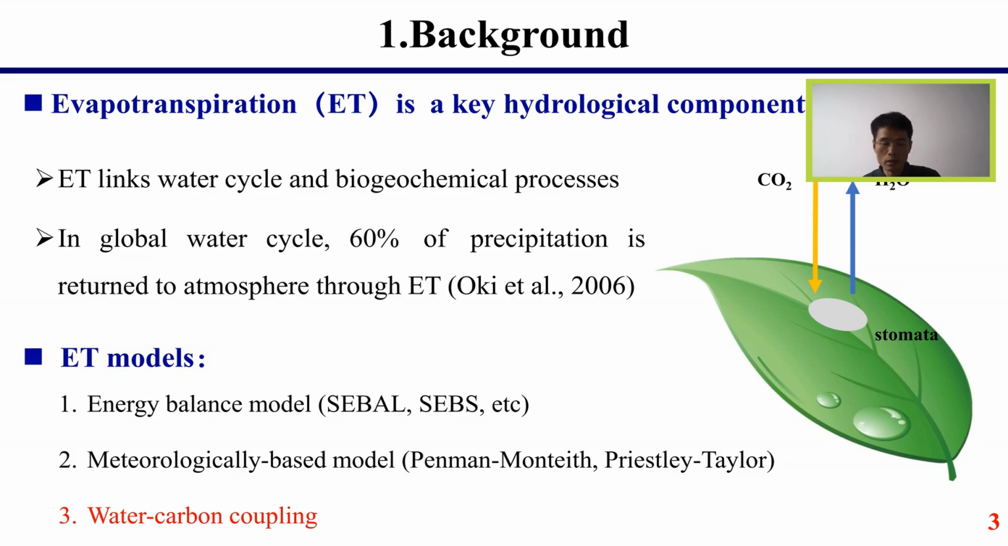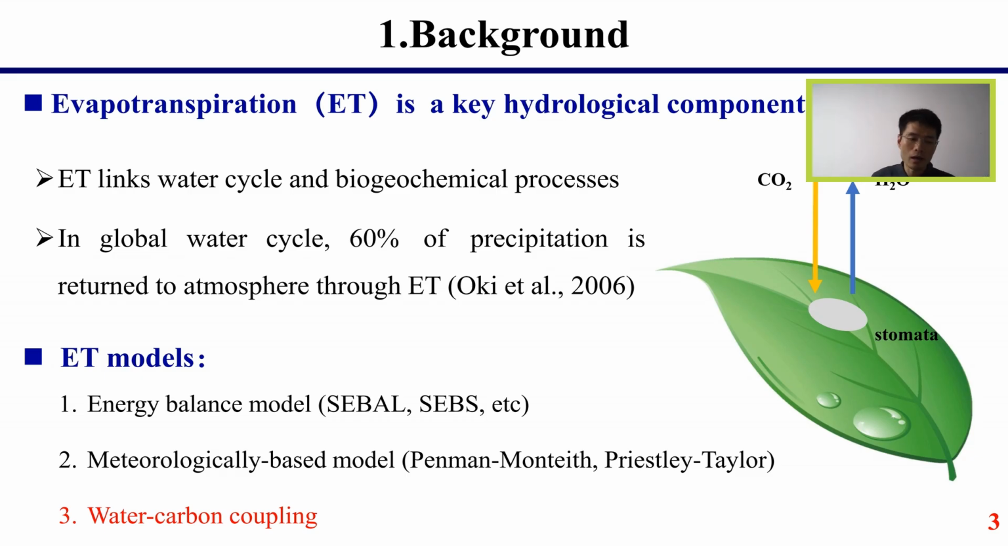So we developed many models. There are several types of models. One type is the energy balance-based model. Basically we have very popular ones like SEBS and SEBAL. Interestingly, they are all from European scientists. They are very good models. The second type is the meteorological-based model. They basically use either the Penman-Monteith or the Priestley-Taylor equation. There are also some other equations. So this is the second type.